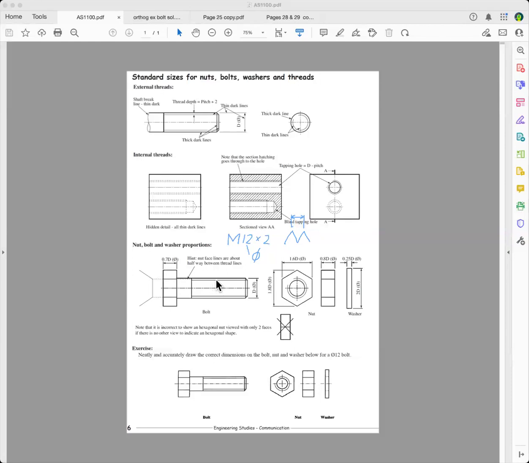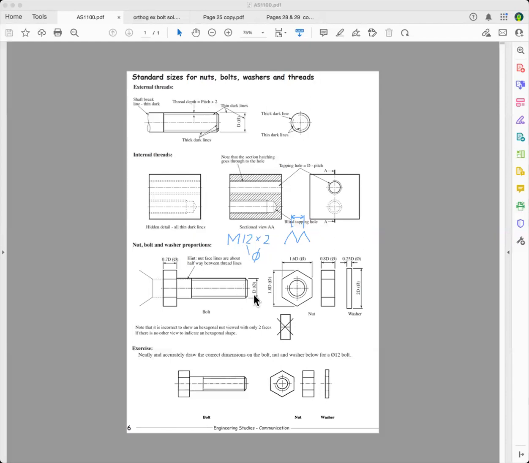And this is the thread here. You've got to know how to draw a thread. The outside line is thick dark, and this line here is supposed to represent the bottom of the thread, and that is a thin dark line. And the distance between there and there is the pitch divided by 2. So that's the thread depth, the pitch divided by 2. So for this bolt here, that depth would be 1 millimeter.